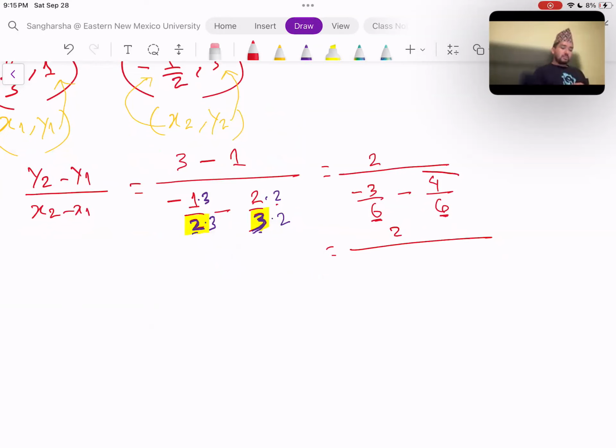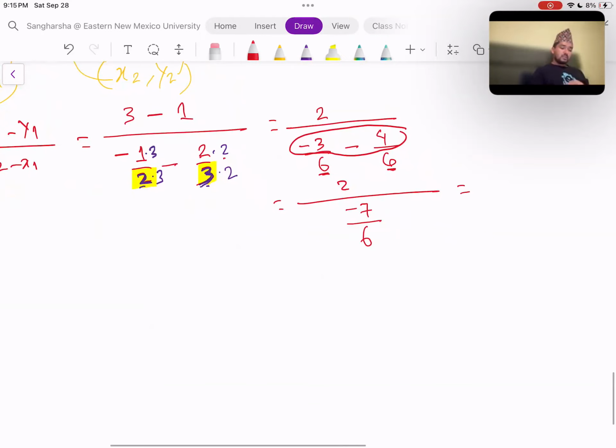Now this is 2 divided by, now we have the common denominator. Now we can simplify our numerator. So -3 minus 4 is -7, divided by 6. So we are not done yet. We have a complex fraction. So we have a fraction in the denominator. In order to simplify this, you write your numerator as it is. So 2 is the numerator, so you write 2 as it is. You multiply this numerator by the reciprocal of the denominator.